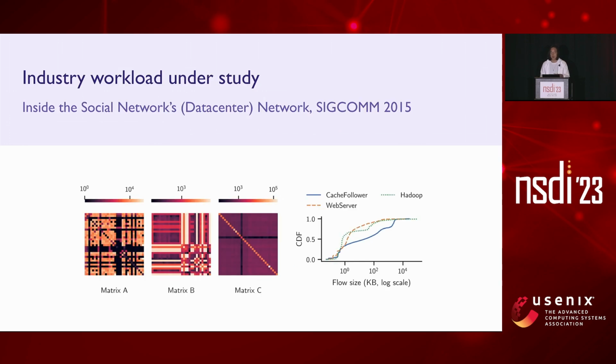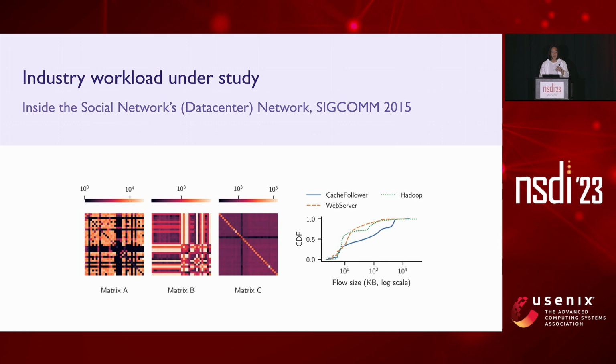Now let's see if it can work. Here's some workload data extracted from a 2015 analysis of Meta's data center workloads. There are 3 rack-to-rack traffic matrices I'm showing here, where brighter colors indicate more frequent communication in the traffic matrix. Matrix A is largely inter-rack traffic. In matrix C, the communication is mostly rack local, and matrix B is a mix. And the flow size distributions are also taken from the paper. Those are shown on the right.